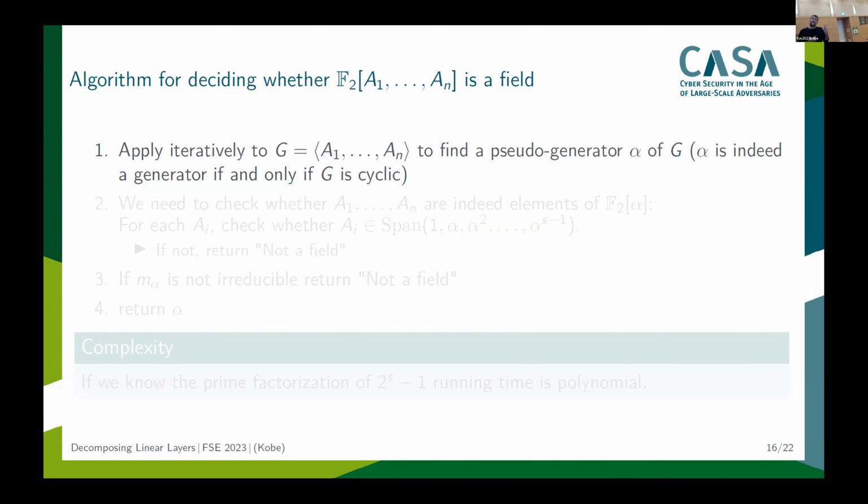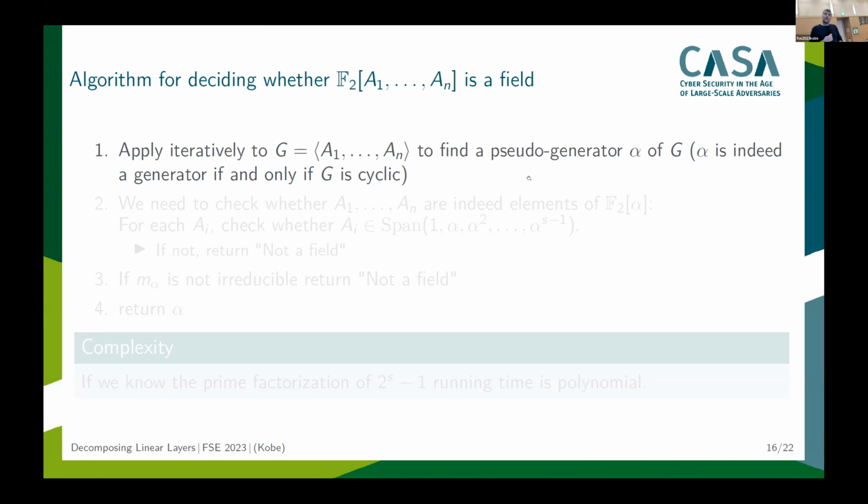So this is the algorithm that does exactly this. First, you're given these n matrices, and you want to know if the multiplicative group is cyclic, and if this corresponds to a finite field, if the polynomial is irreducible. So you first use this algorithm to find something which generates the group if it's cyclic. We still have to check if this really is a generator or not, which is why we call it a pseudo generator.